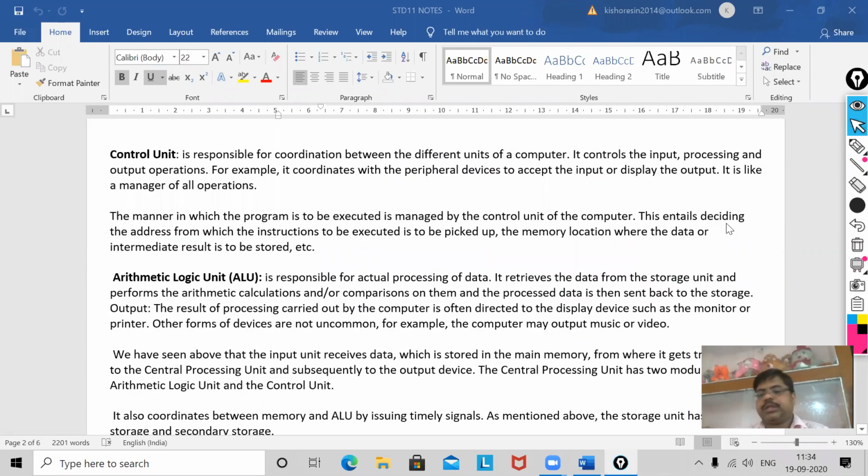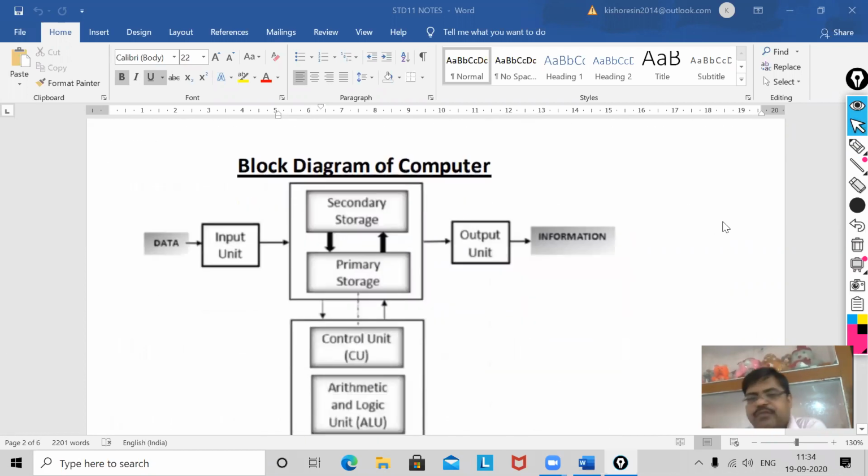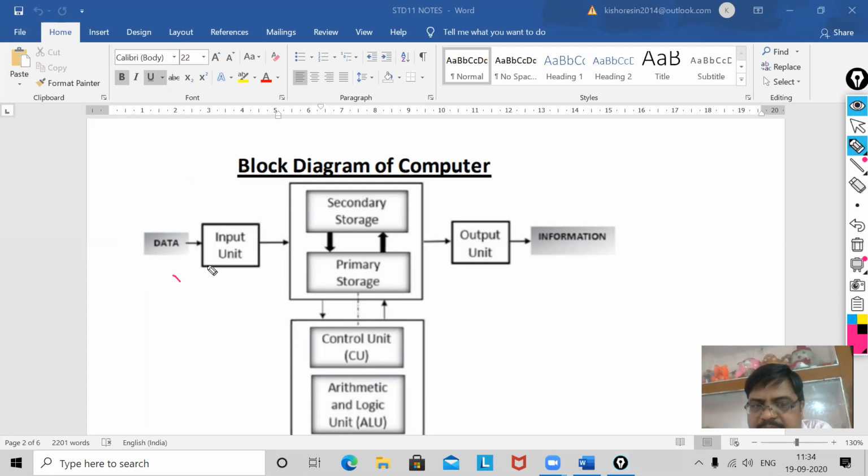Now, the next part. First of all, you have to see the block diagram of the computer. You can understand by this diagram that whatever data is to be given to the computer must be given through the input unit. If I have to give 2 plus 4, that is 2 and 4, how can you give this data? Yes, only with the help of the input unit via the keyboard.